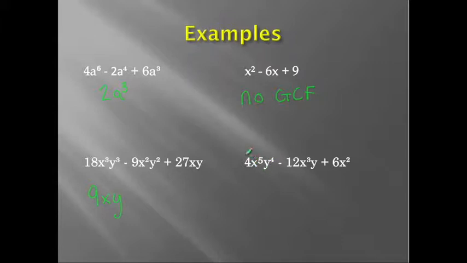Okay, so we have 4, 12, and 6. 4 can't go into 6, so I can't use 4. However, 2 goes into all three, so my number is going to be 2. My first term has an x, my second term has an x, and my third term has an x. My smallest exponent is x squared. Not all three terms have a y, so I cannot include y in my GCF. So my GCF would be 2x squared.